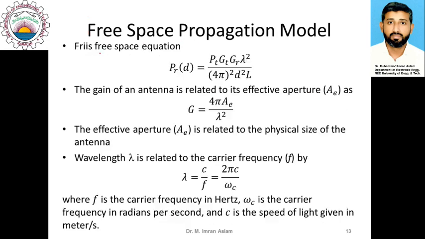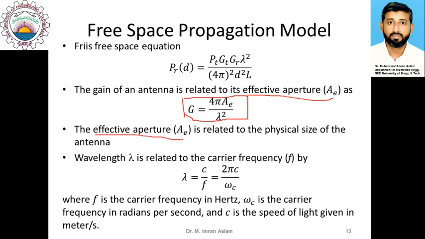So this is the free space equation which is given by this formula, as I mentioned earlier. The antenna gain is also related to the effective aperture of the antenna by this relationship. This is a general relationship for antenna gain.